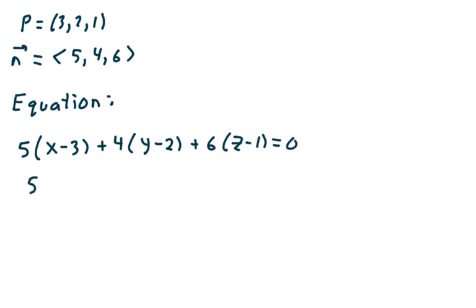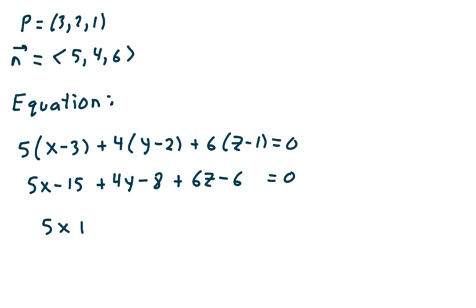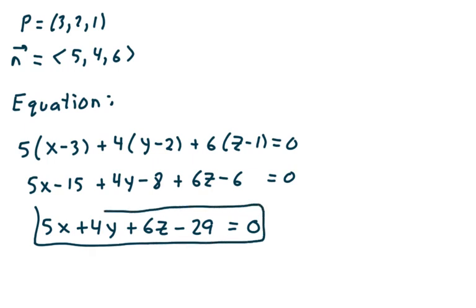Going a little further, we can say 5x minus 15 plus 4y minus 8 plus 6z minus 6 equals 0. Going a bit further, we get 5x plus 4y plus 6z minus 29 equals 0. And that's the equation of the plane for problem number 23.